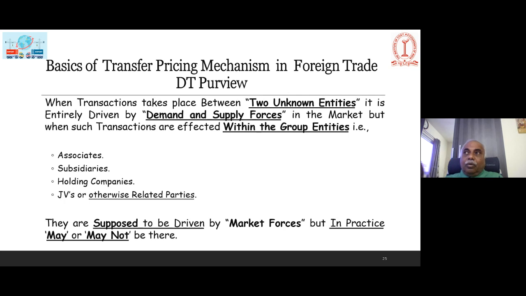Once I am selling the goods to a third party, the same price I have to charge to my associate, my subsidiary, the holding company or joint ventures, etc. Once that is happening, the tax revenue of the concerned government will increase substantially.